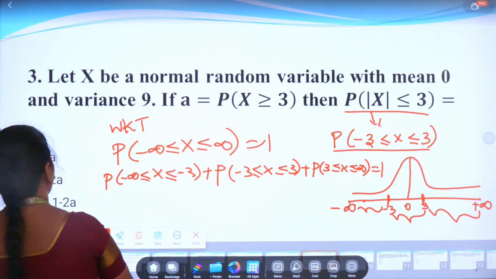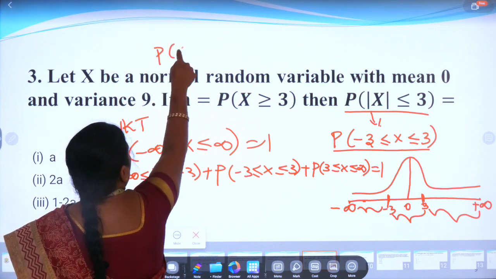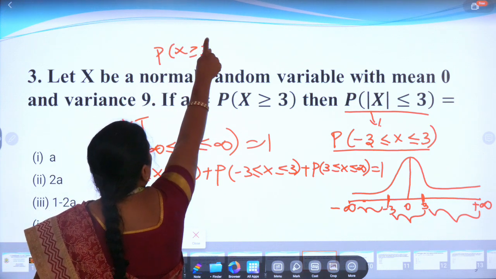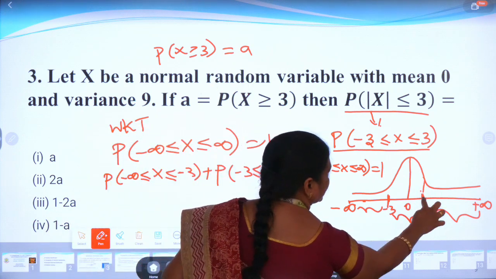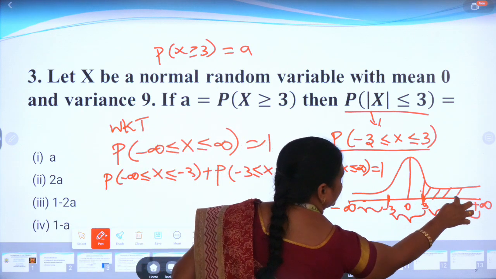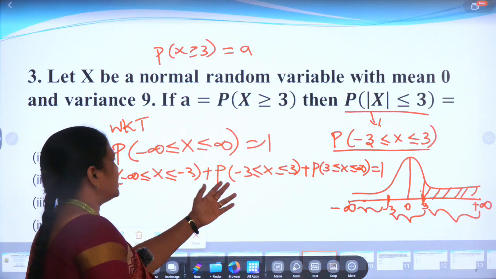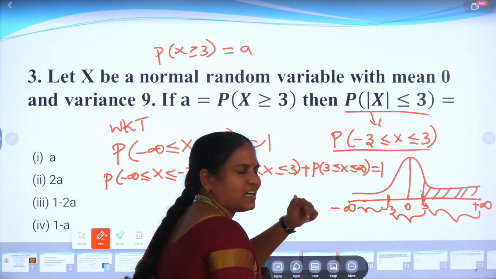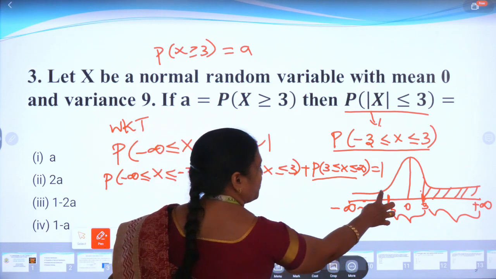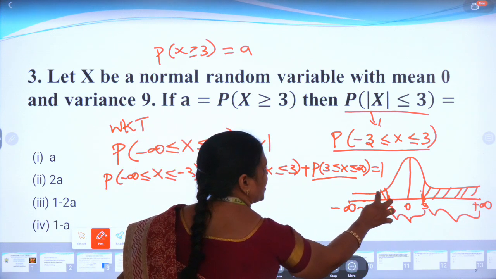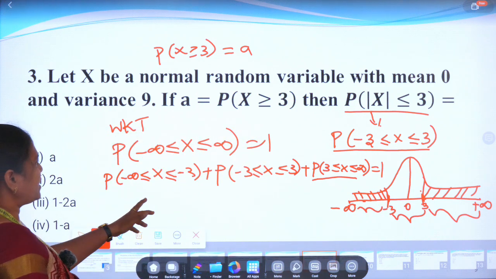So what is given? They have given the probability of x greater than or equal to 3 as a. That is, probability of x greater than or equal to 3. So this region is nothing but probability of 3 less than x less than infinity. This value is given as a. Since the normal distribution has the symmetric property, it satisfies the symmetric property.